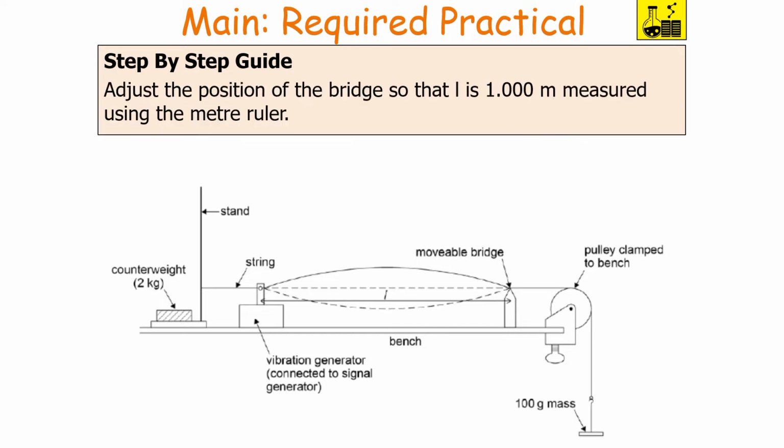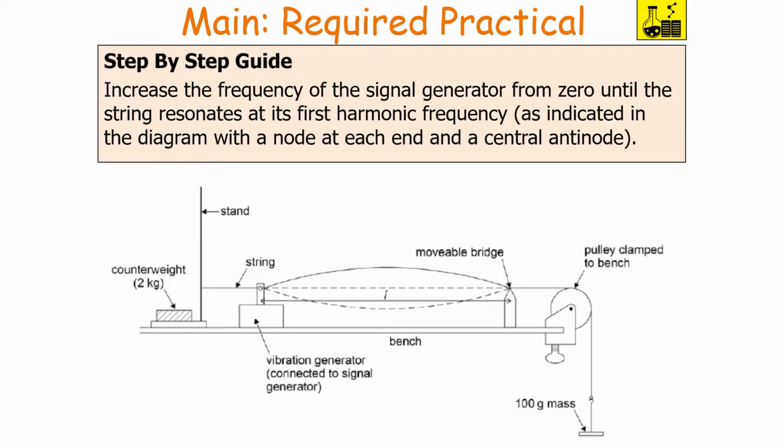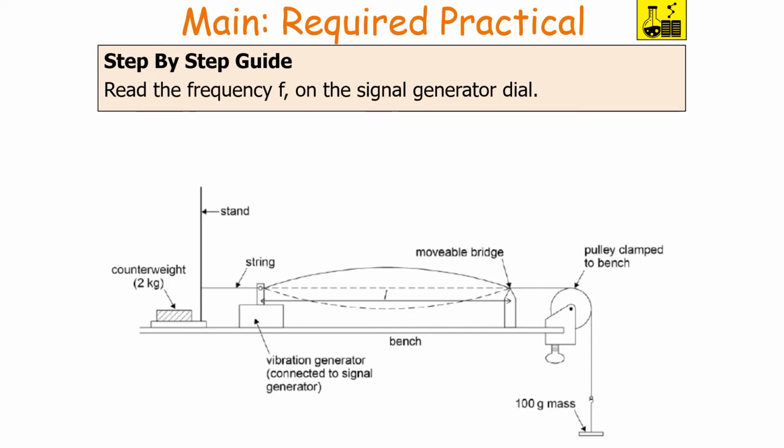So what you would do is adjust the position of the bridge so that the length of the string L is measured as 1 meter with a meter ruler. You can then increase the frequency of the signal generator from 0 until the string resonates at its first harmonic frequency, which is indicated in the diagram as there's a node at each end and a central antinode, which denotes what the first harmonic wave looks like. You would then read the frequency f on the signal generator dial.